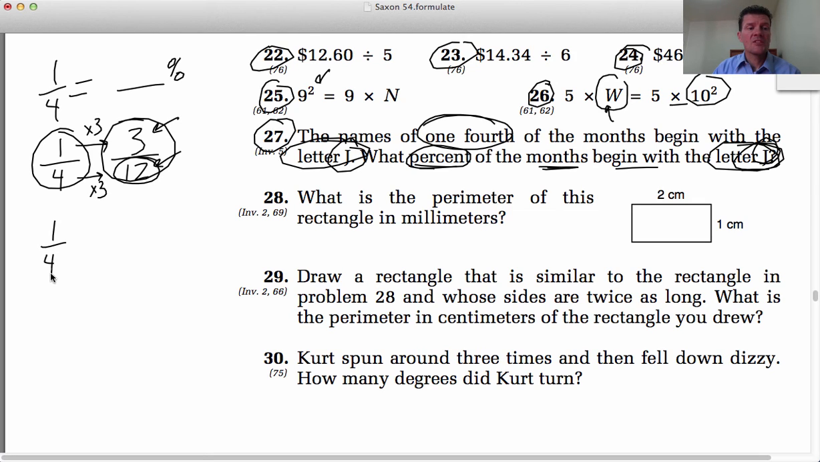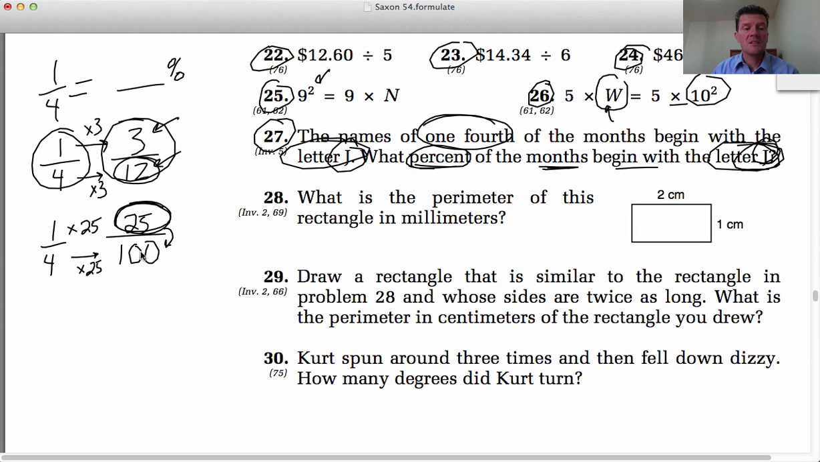And what if I wanted to change it to something specific so that I could find percent? Well, percent means per 100. So now I need to figure out 4 times what gives me 100. That number is 25. So 1 times 25 gives me 25, and that actually gives me the percent. Percent means per 100. Okay? So 25 out of 100.